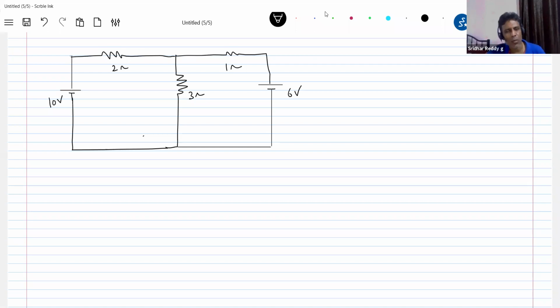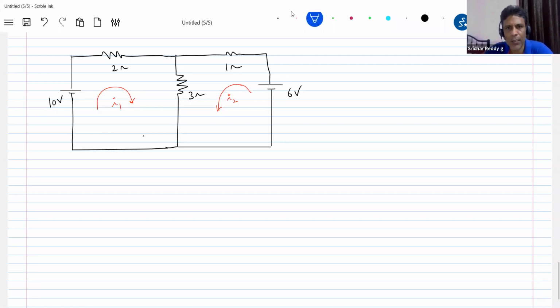How many loops are there? More than one loop, no? We have to find out current in all the branches in this. So again, I'm going to take help of same. Here, let me assume the direction of flow of current. Current in this loop be I1, and the current in this loop be I2. But these are called loop currents.